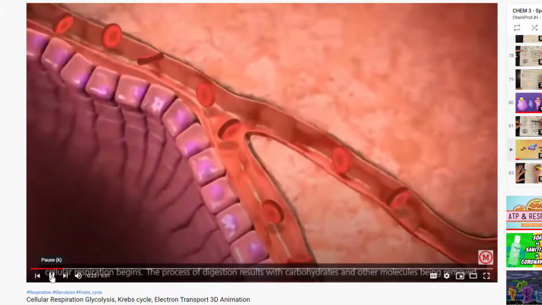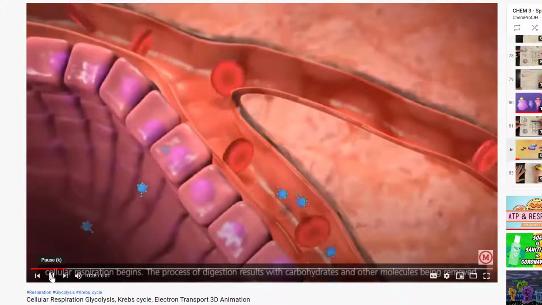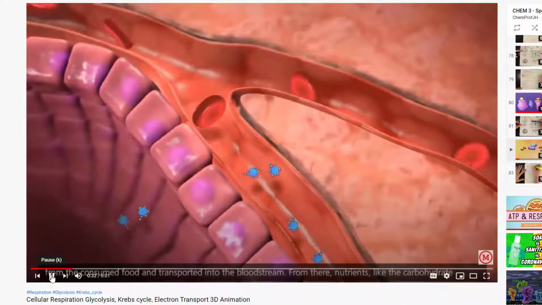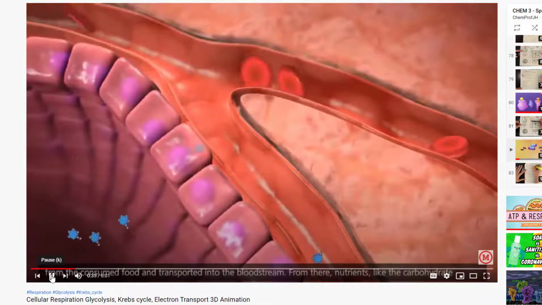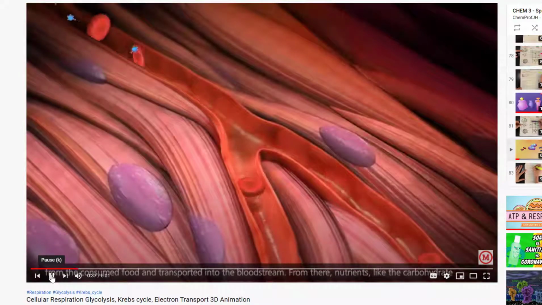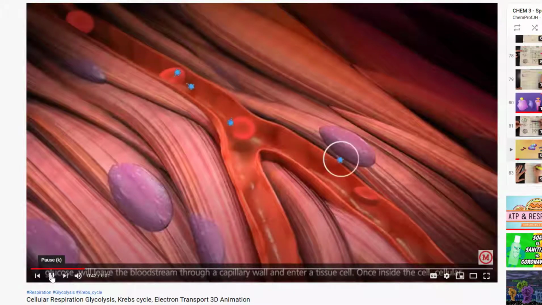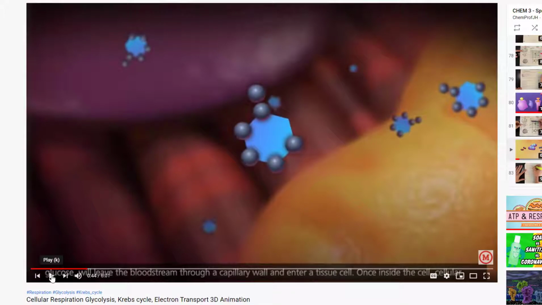The process of digestion results with carbohydrates and other molecules being removed from the consumed food and transported into the bloodstream. From there, nutrients, like the carbohydrate glucose, will leave the bloodstream through a capillary wall and enter a tissue cell. So notice that the glucose started in the digestive system. That's what we called stage 1 of metabolism. And then the blood transported it into the cell, and now we're going to have stages 2, 3, and 4 happen inside of the cell.